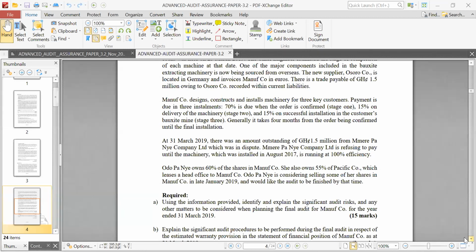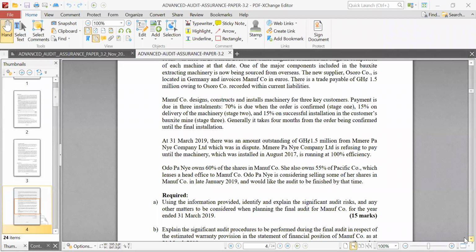Required: A, using the information provided, identify and explain the significant audit risks and other matters to be considered when planning the final audit for Manuf Co. for the year ended 31st March 2019. Okay, so if you see again, risk. If you go through the past questions, you see risk, threats, ethical issues. It just runs through all the time. So what are some of the significant audit risks that we see here?